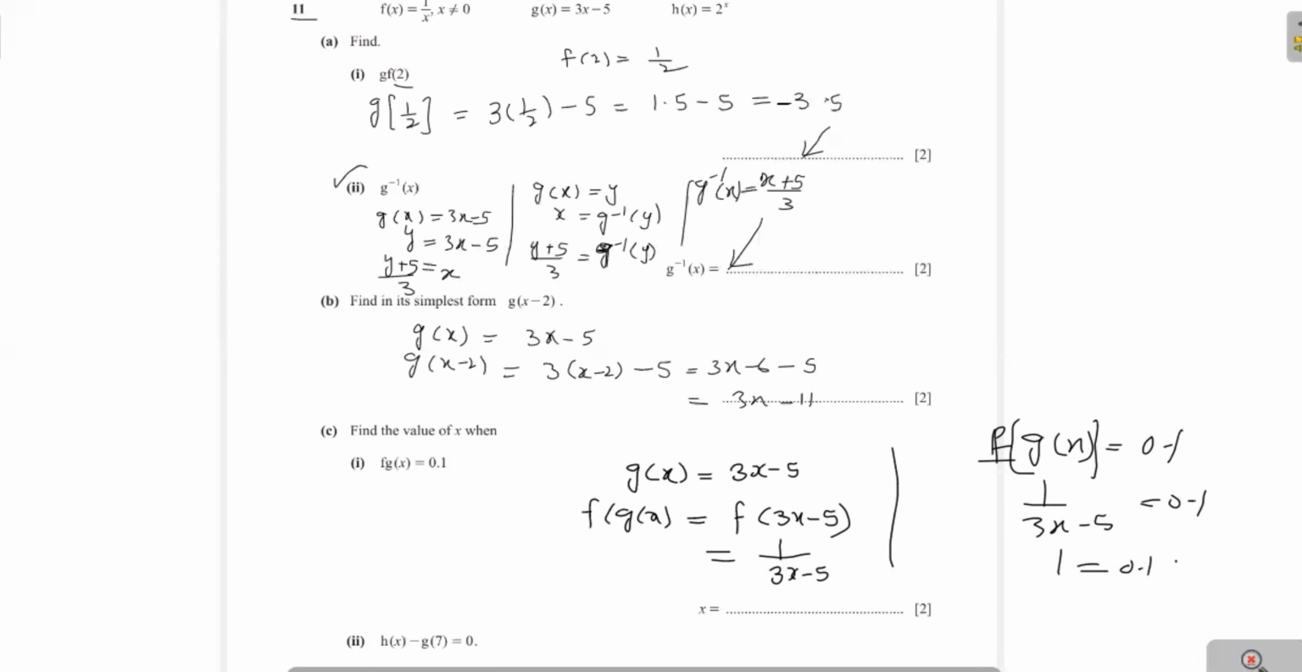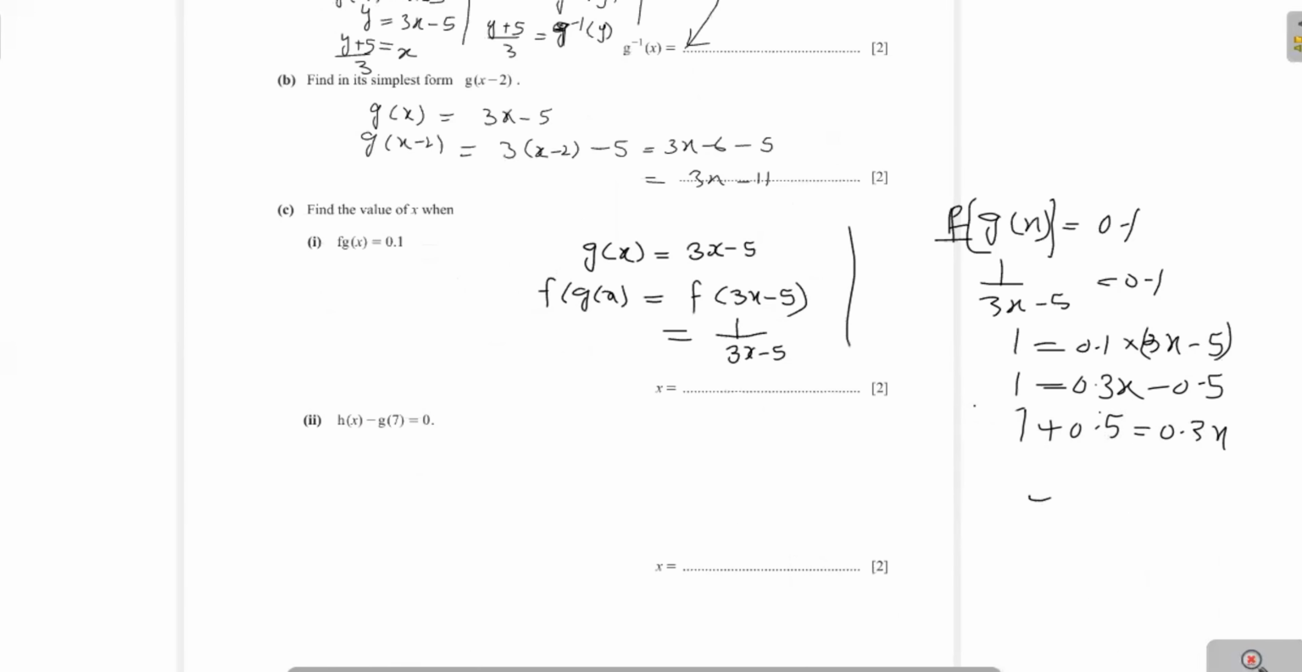1 equal to 0.1 multiplied by (3x − 5), and this will be equal to 0.3x − 0.5 equal to 1. We can write 1 + 0.5 equal to 0.3x, and 0.3x will be equal to 1.5, and x will be equal to 1.5 over 0.3, and this will be equal to 5, and the value of x is 5.